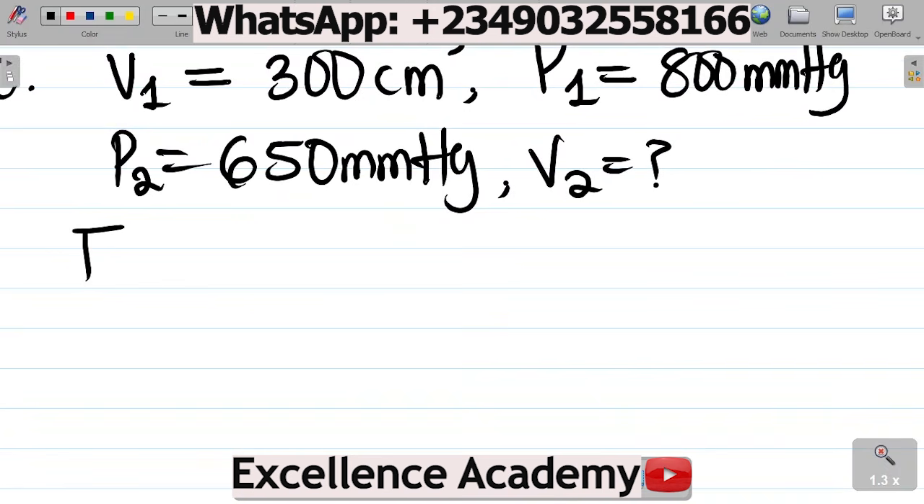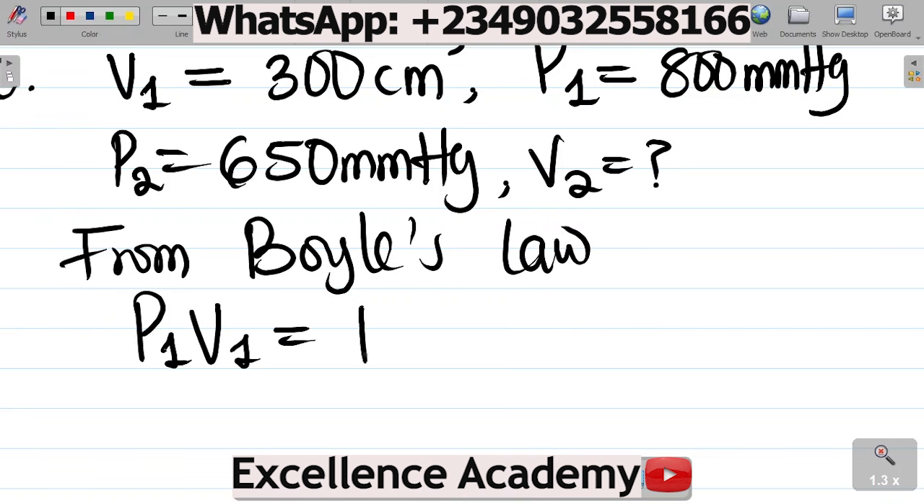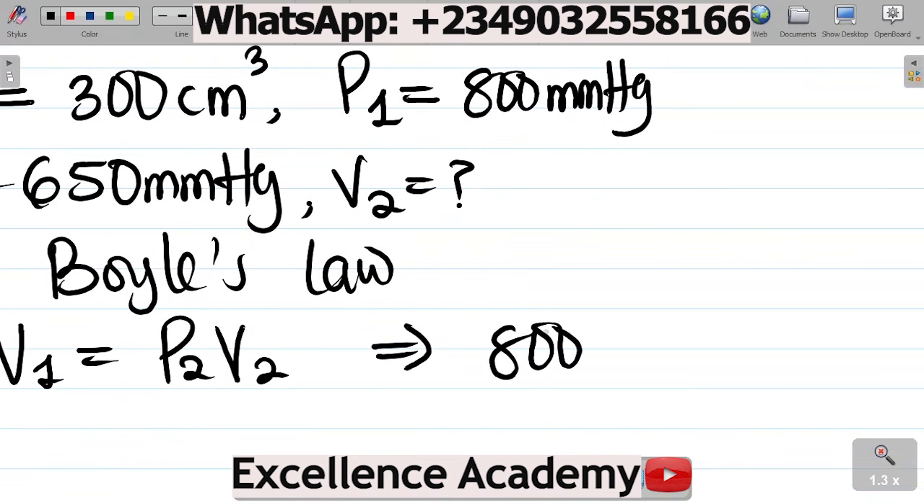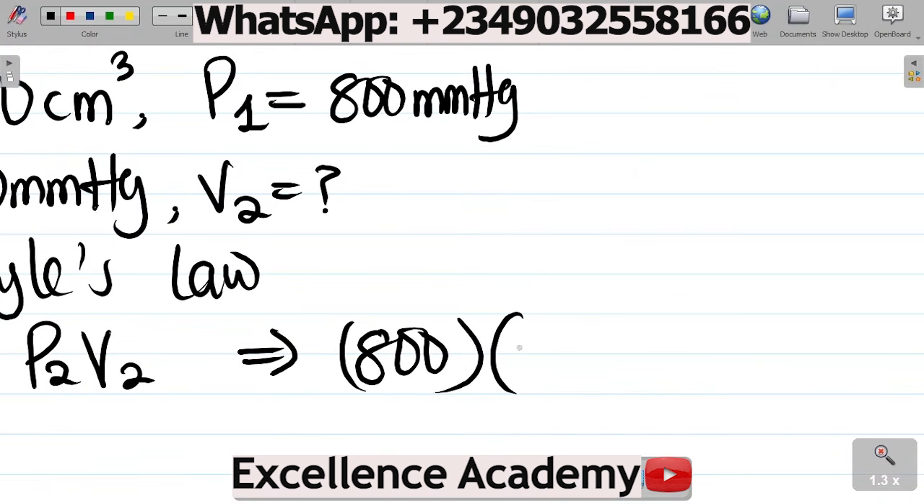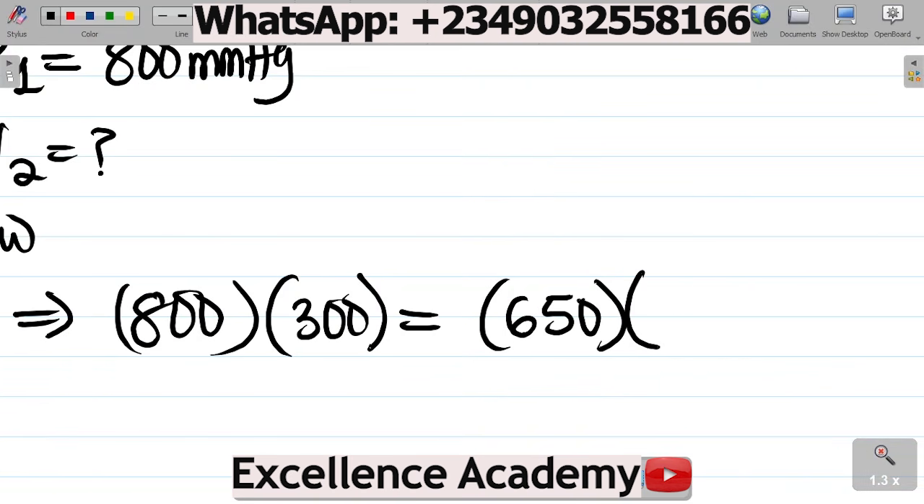Now from Boyle's law, we know that P1 V1 is equal to P2 V2. From that, we have that P1 is 800, so 800 times V1. V1 is 300, is equal to P2. P2 is 650, times V2. V2 is unknown. So this into V2.